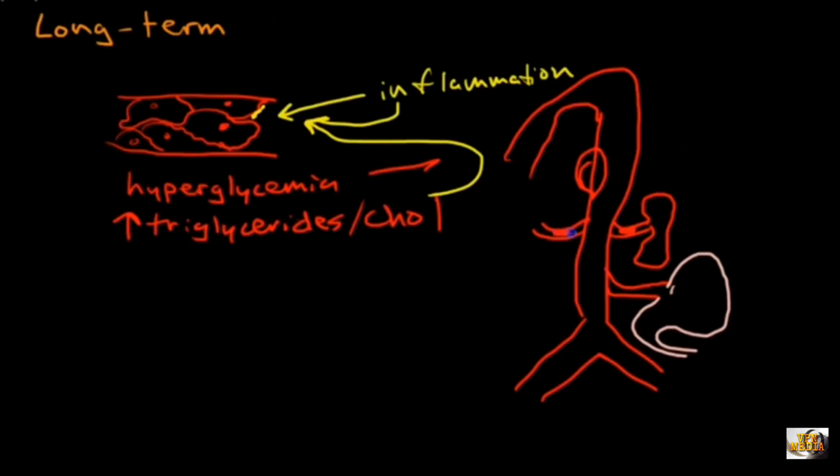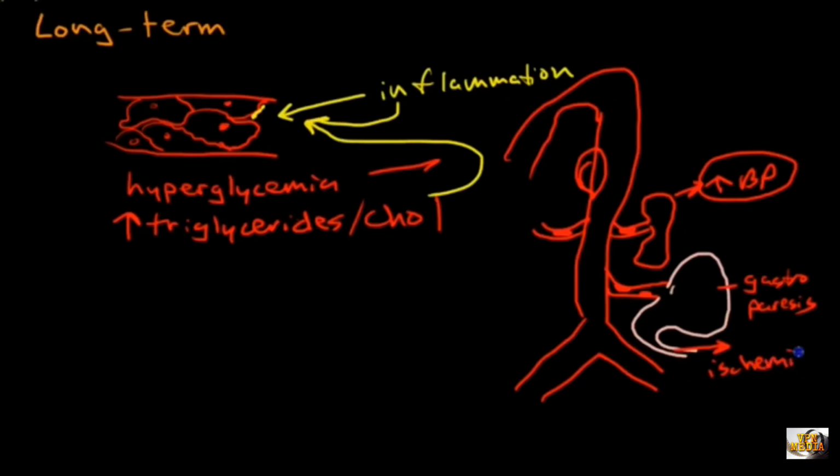It can cause atheromas to form in the renal arteries, causing renal artery stenosis, which can increase blood pressure. It's a secondary cause of hypertension. It can cause atheromas to form in the arteries that feed the stomach and the gut, which can cause gastroparesis and mesenteric ischemia. It can clot off the femoral arteries or the more distal peripheral arteries and cause peripheral artery disease.